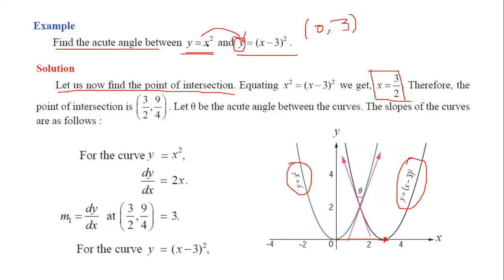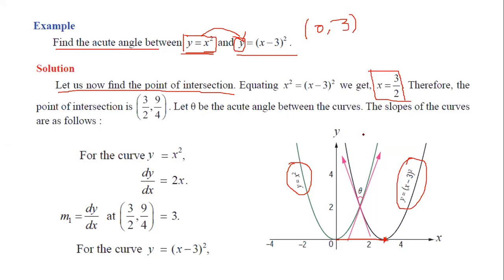Substituting x equal to 3 by 2 here, then y equal to 9 by 4. Because y equal to x square, once you find the x value, we can substitute the value of x here and we will get the y value also. So x equal to 3 by 2, y equal to 9 by 4. Let theta be the acute angle between the two curves.